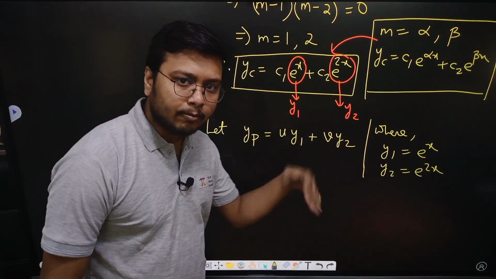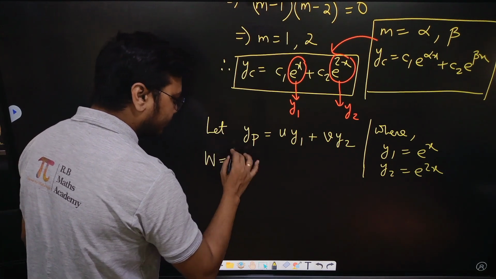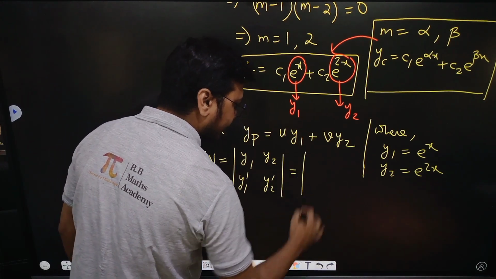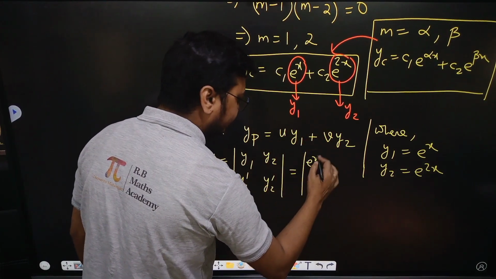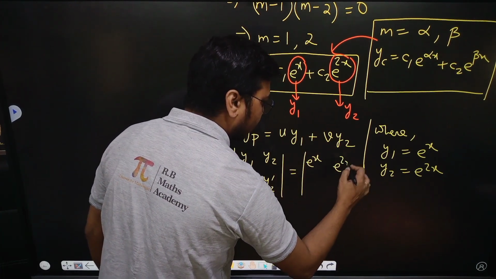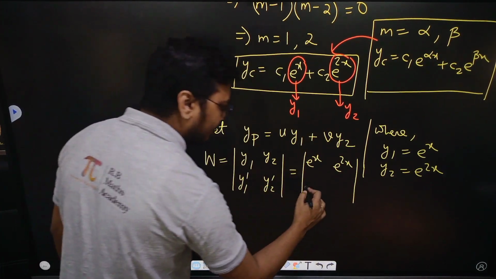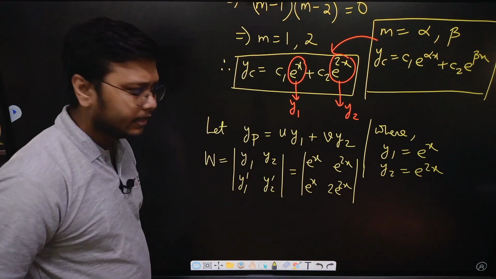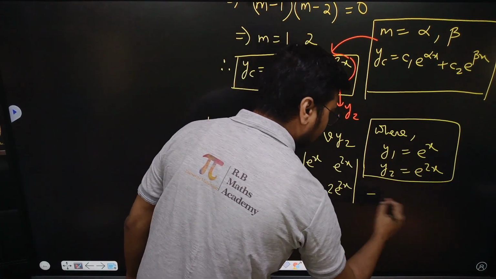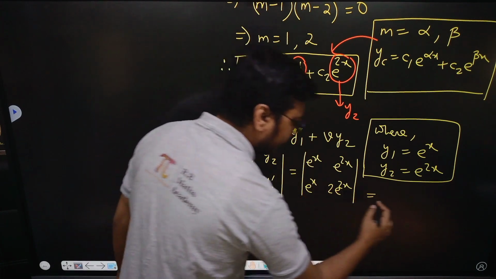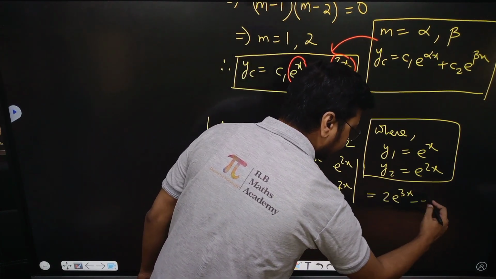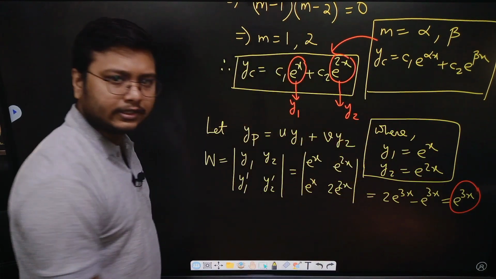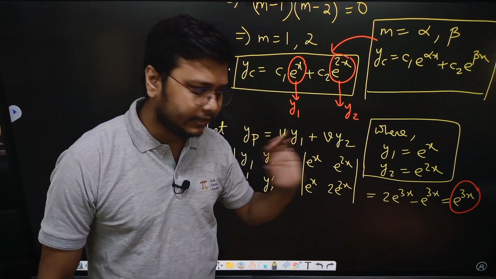We need to find the Wronskian before we can proceed with the integral. So W is going to be the determinant of y1, y2, y1 dash and y2 dash. y1 is e to the power x, y2 is e to the power 2x. Derivative of e to the power x is e to the power x. Derivative of e to the power 2x is 2 e to the power 2x, right? So if we multiply, that would be 2 times e to the power 3x minus e to the power 3x, and that's ultimately going to be e to the power 3x. So our Wronskian value turns out to be simply e to the power 3x.